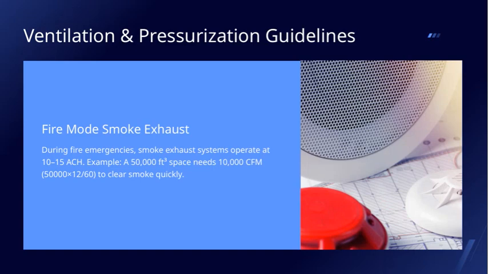During fire emergencies, smoke exhaust systems typically operate at about 10 to 15 air changes per hour, or ACH. This rate helps to effectively clear smoke from the space and improve safety. For example, if we have a space that's 50,000 cubic feet, we need roughly 10,000 cubic feet per minute, or CFM, of airflow to clear the smoke quickly. You get this number by multiplying the volume by 12 and then dividing by 60, which converts it into CFM.